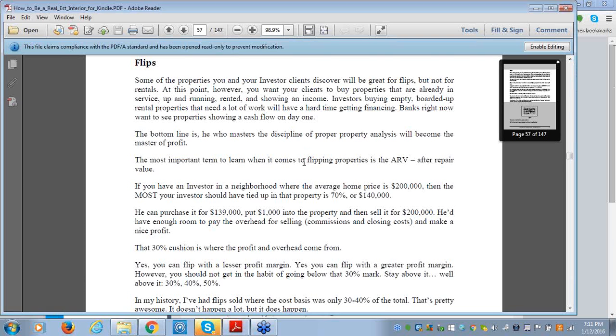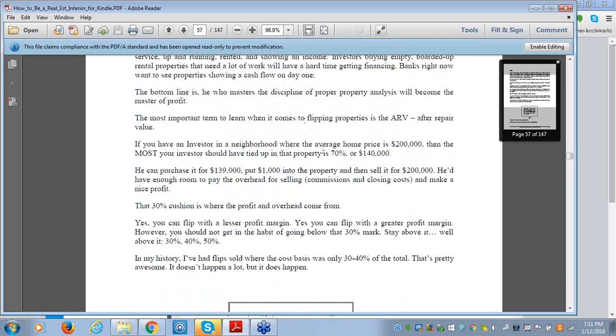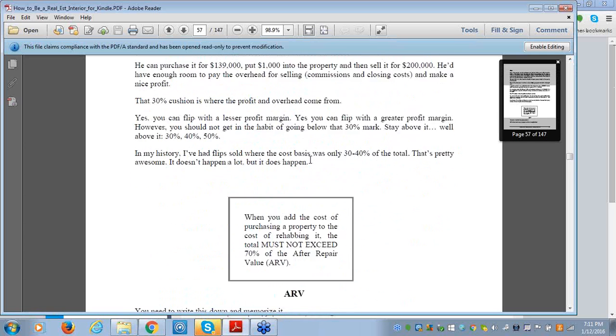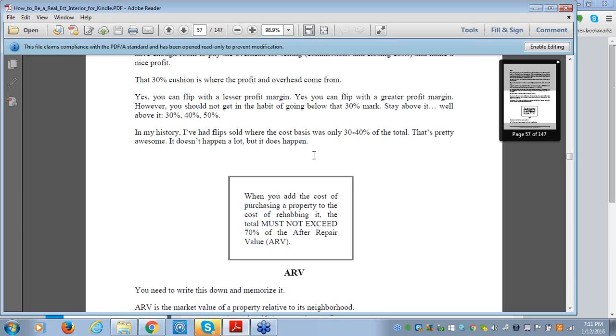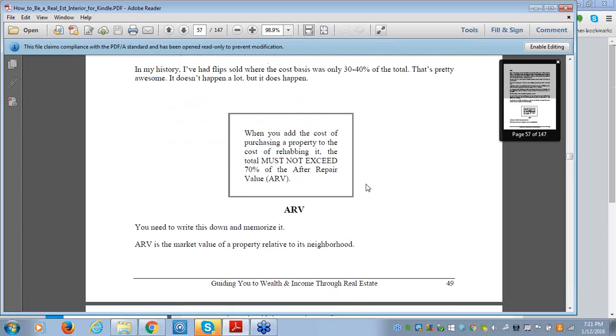The bottom line is that we're going to talk about ARV, which is after repair value. I give a basic example up here, but I'm going to show you a real example a little bit later on. So don't worry, I'm not skipping past this. You're not missing anything yet. Okay. The bottom line, though, I want you to remember, and you should write this down.